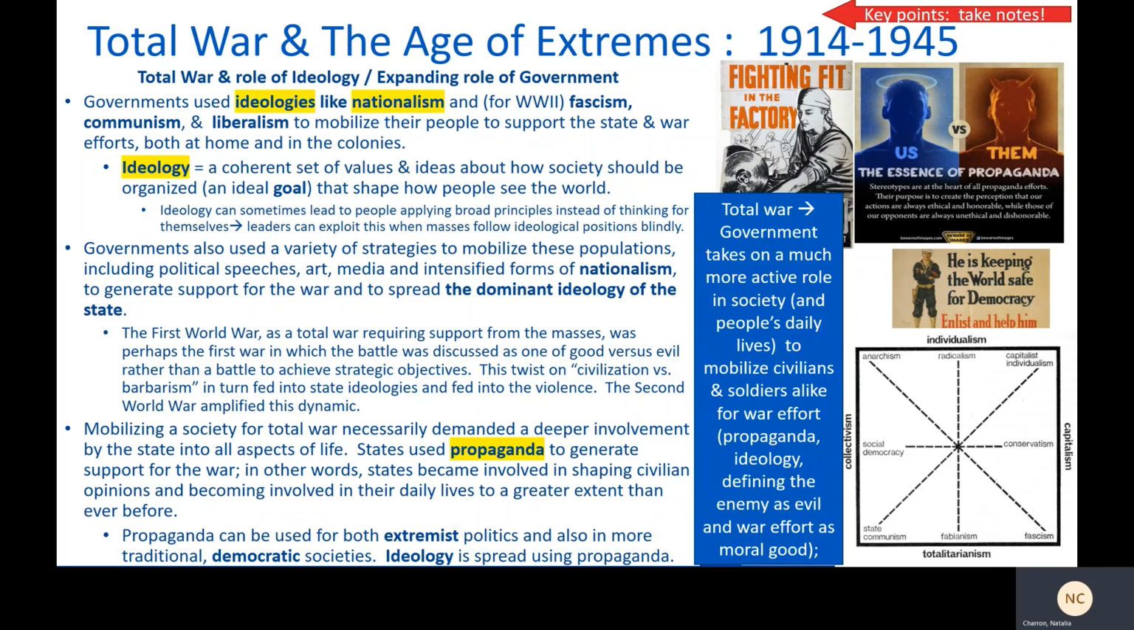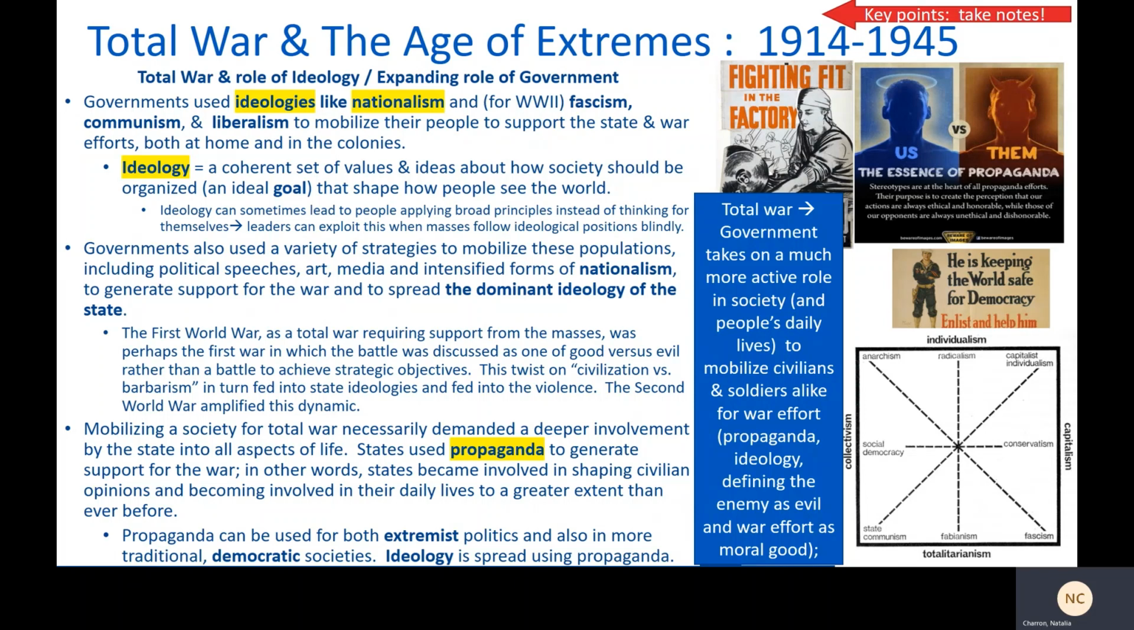In addition to ideology, governments also used a mix of strategies to mobilize these populations, including political speeches, art, increasingly media, and also intensified forms of nationalism to get support for total war and to spread the dominant ideology of the state where that applies. The First World War, as a total war requiring support from the masses, was maybe the first war in which the battle was discussed as one of good versus evil, instead of a fight to get strategic objectives like land. This is a twist on civilization versus barbarism, a theme that we've been tracing throughout all of world history.